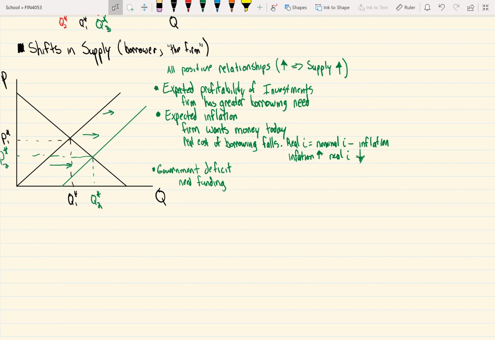And lastly, government deficit. This one's pretty straightforward. If the government has a deficit, they need to make up the difference between what they spend and what they're taking in. Of course, if they're at a deficit, they need more funding, so they issue bonds, and in the aggregate, that means that the supply of bonds increases.